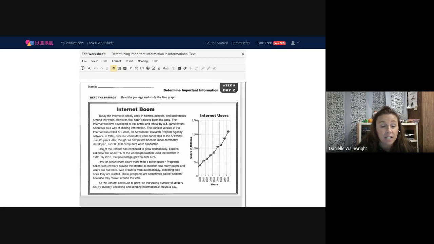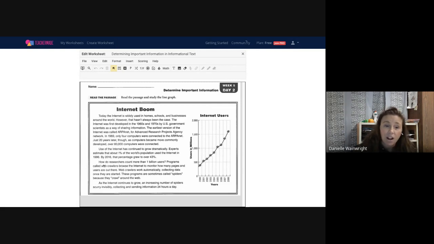And then the next paragraph says, "Use of the internet has continued to grow dramatically." That's like a topic sentence. We need to get, though, into the details. But in 1996, people said 1% of the world's population was using it. By 2016, 43% of the people. So those 2 details would be very good supporting reasons or details to prove that this article is about the growth of the internet.